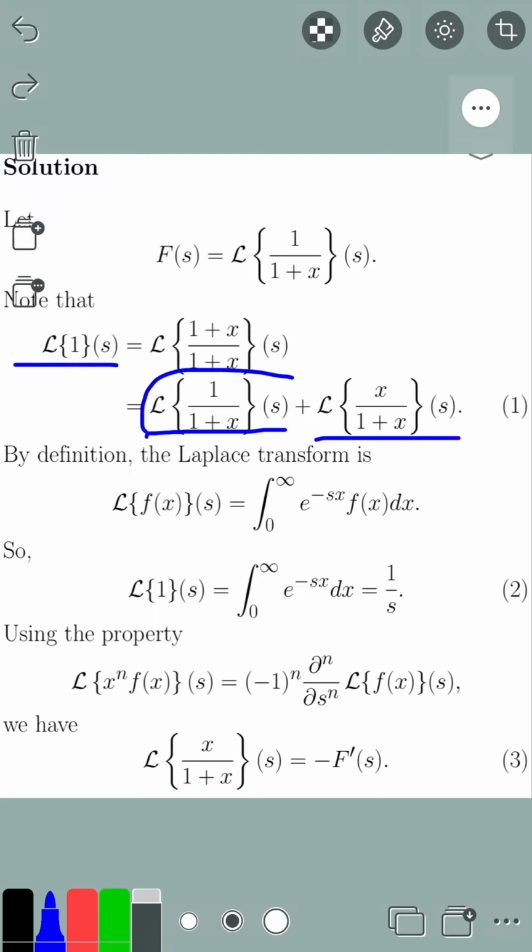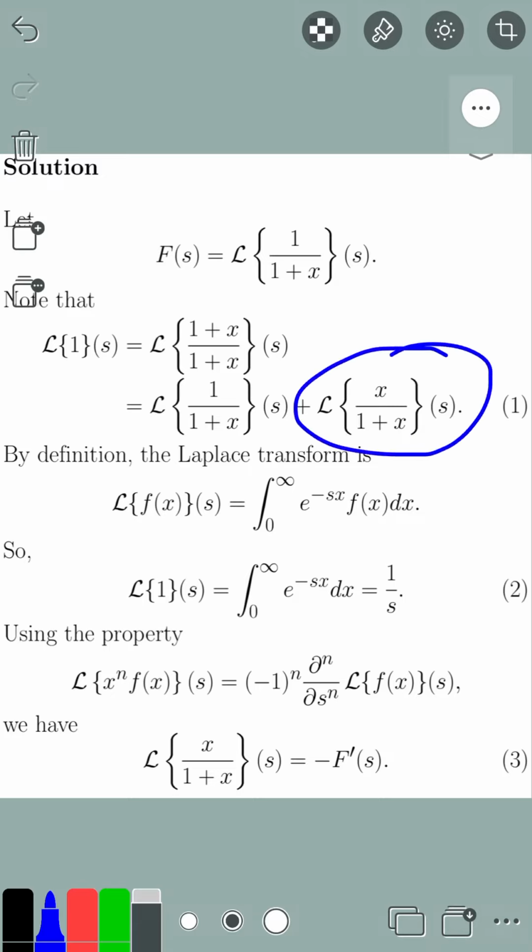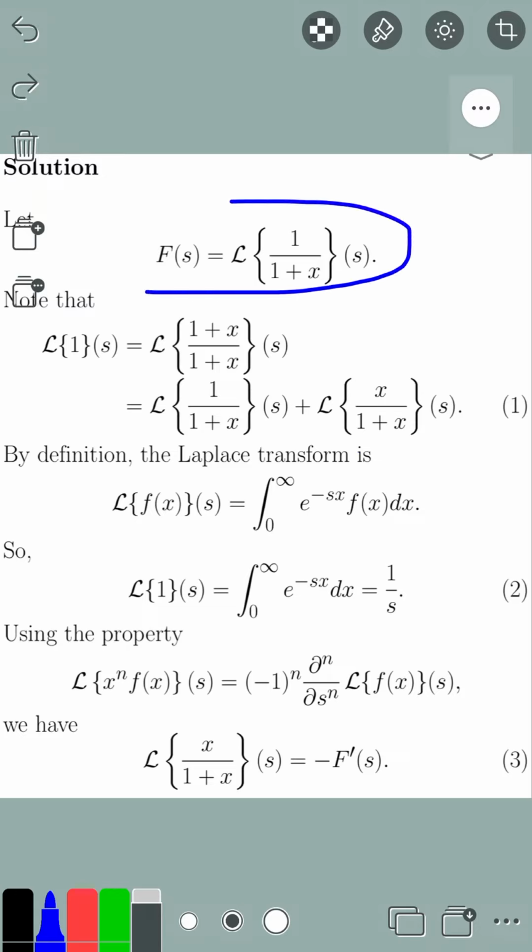So the Laplace transform of 1 over 1 plus x, which is what we're trying to find, plus the Laplace transform of x over 1 plus x. Notice that this Laplace transform of x over 1 plus x is simply x times 1 over 1 plus x, and there's a nice property of the Laplace transform for that. First, we let F(s) equal the Laplace transform of 1 over 1 plus x, just so that we can simplify the notation a little bit.